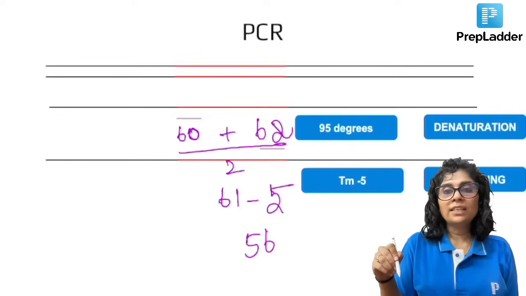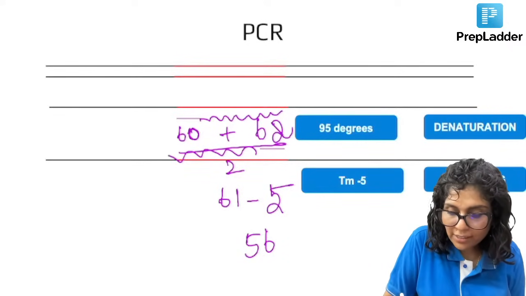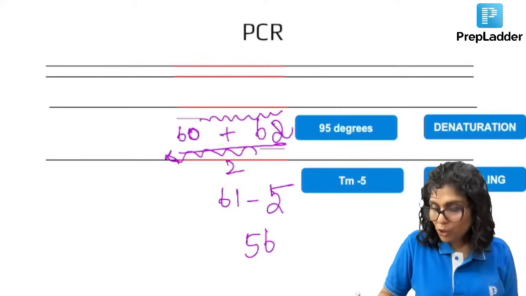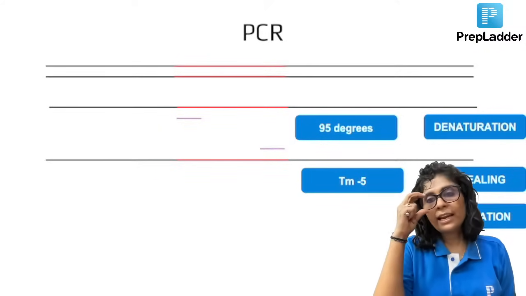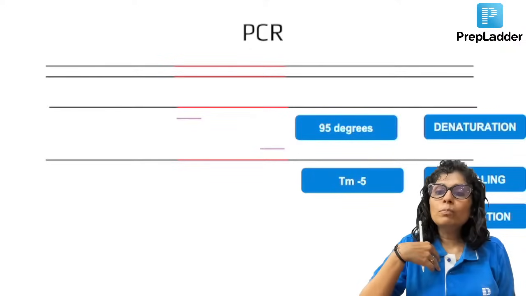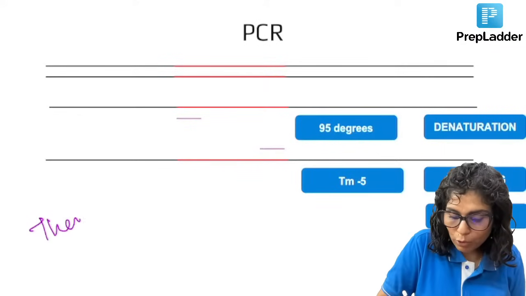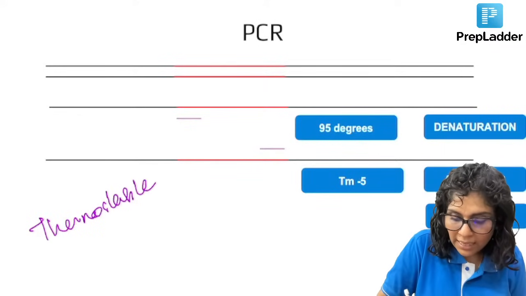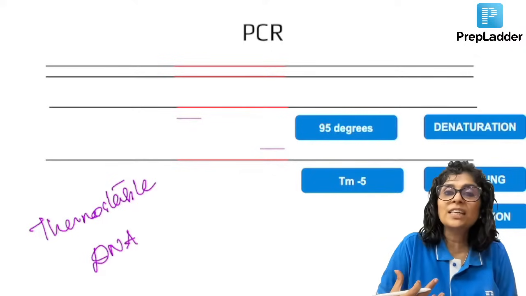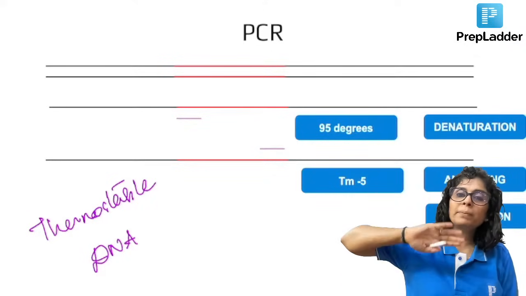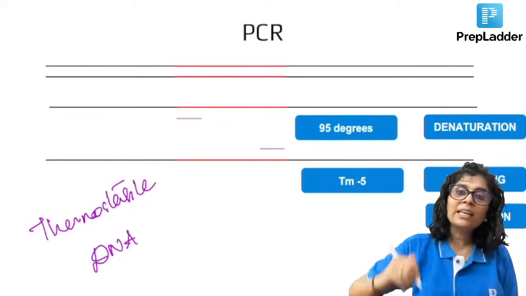So after annealing, my DNA polymerase is going to elongate new strands. And so the next step is called the elongation step. For this elongation, I need a thermostable DNA polymerase. What do I mean by thermostable DNA polymerase? The DNA polymerase has to be capable of withstanding cyclical rise of temperature to 95 degrees. So I need a thermostable DNA polymerase.